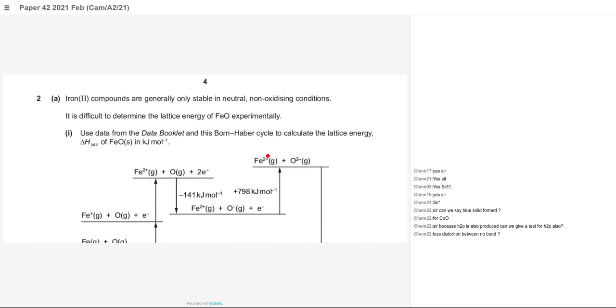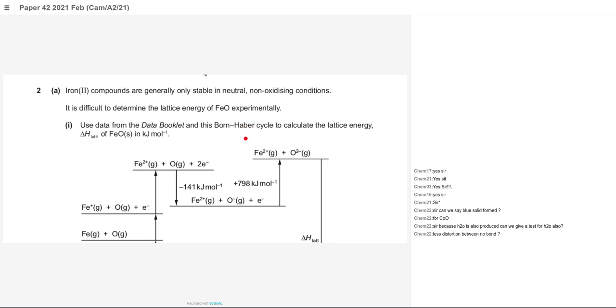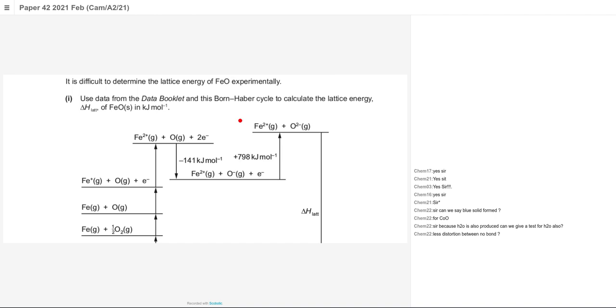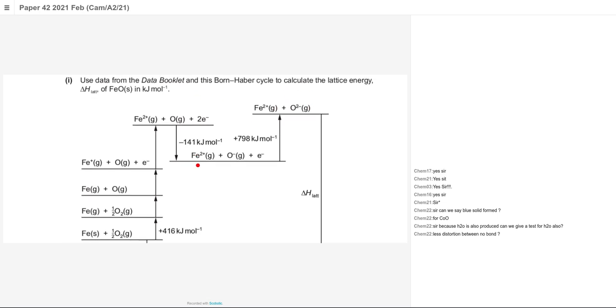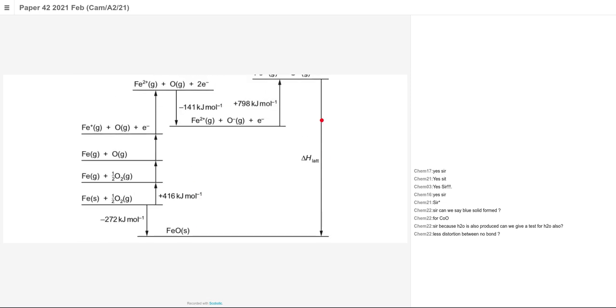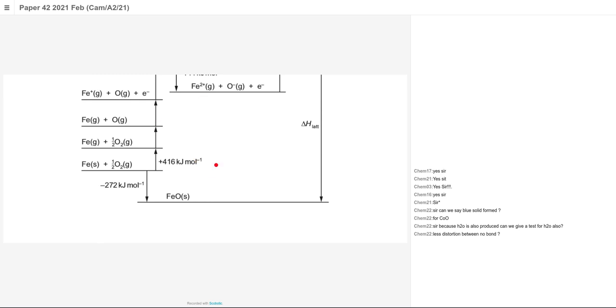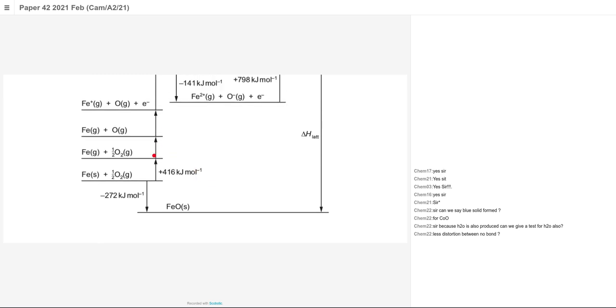Question number 2. Iron(II) compounds are generally only stable in neutral, non-oxidizing conditions. It is difficult to determine the lattice energy of iron(II) oxide experimentally. That is why we use the indirect route based on Hess's law. Use the data from the data booklet and the Born-Haber cycle to calculate the lattice energy of FeO in kilojoules per mole. Now, they have already drawn the Born-Haber cycle, which makes it very easy for us to answer the question. Let me write the values here.